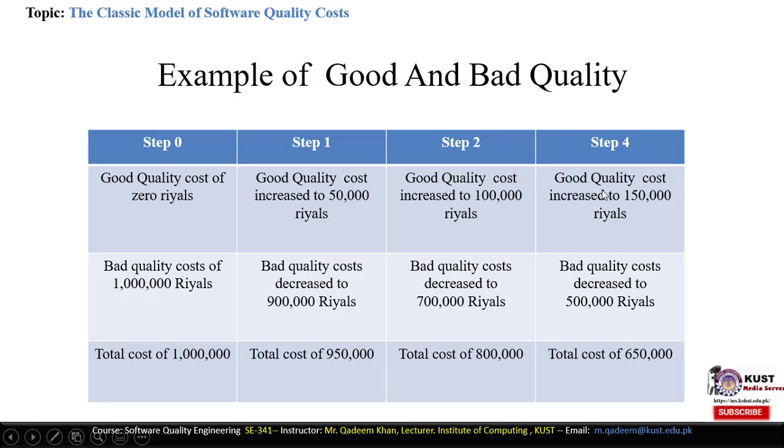Now, if the good quality cost increases to 150,000 reals, the bad quality cost will decrease to 500,000 reals. That is a significant decrease. So the total cost will be 650,000 reals. You can see why: because we are increasing the good quality cost, not the bad quality cost. That is in fact showing us how we should invest in the quality cost.